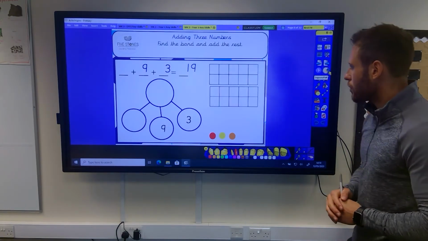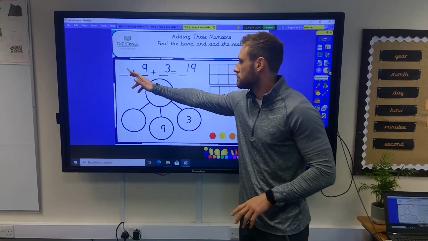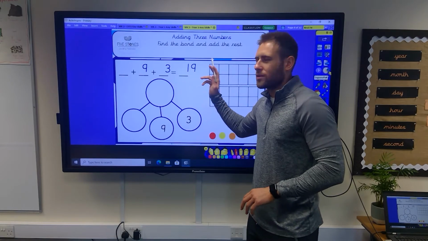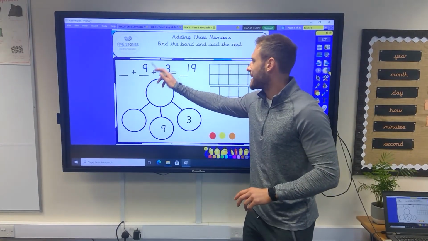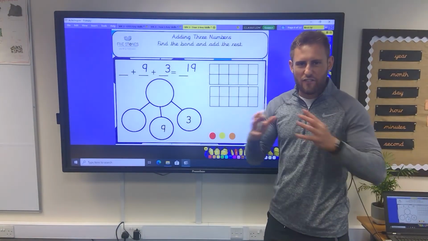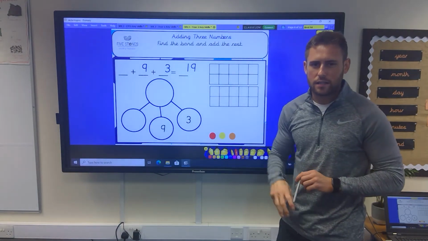Right, I'm going to leave this one for you. We have got a part, add 9, add 3 equals 19. Remember, find the bond, add the rest. Have the rest been already added? Have a little look.